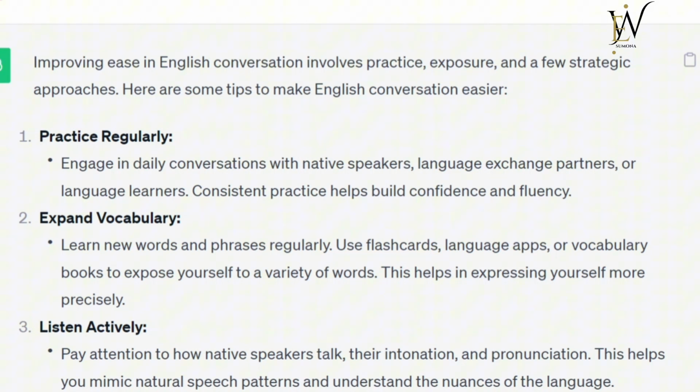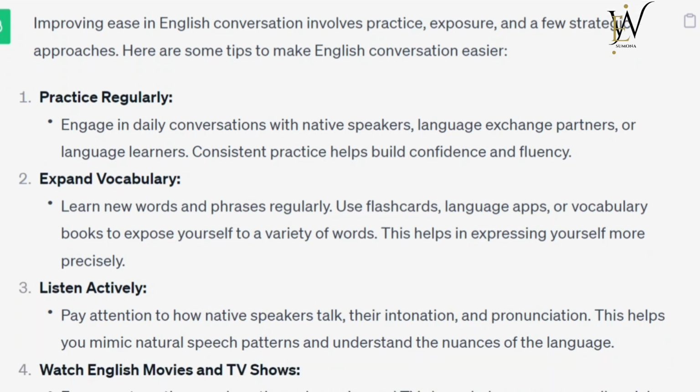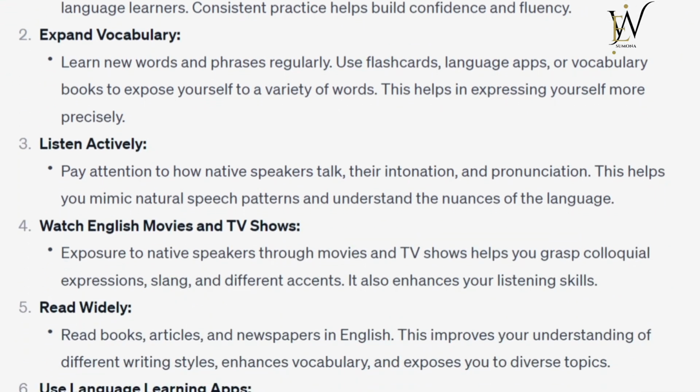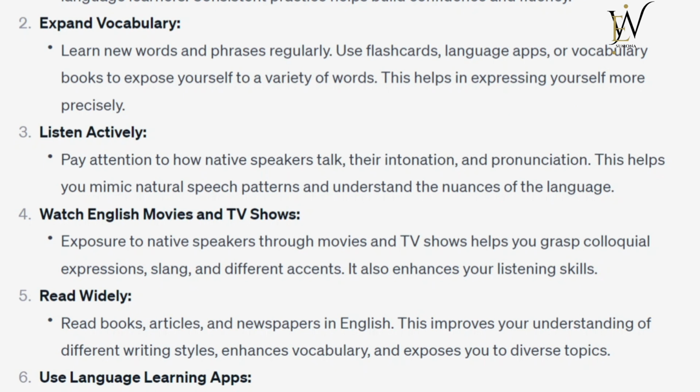Next, practice regularly, expand vocabulary, then listen actively. When you want to listen to any podcast, English videos or English conversation, you have to listen to it very practically. If you take it naturally, then you can understand English, and you can focus on your main motive, or what you want to gain in the future from your language learning.